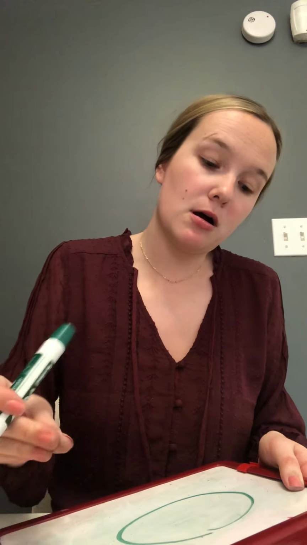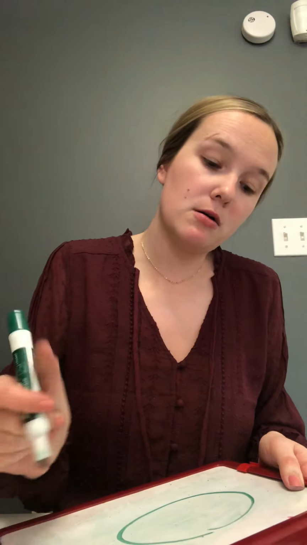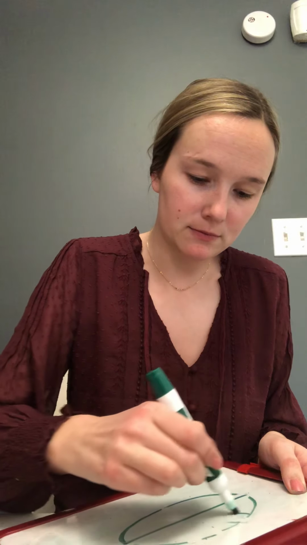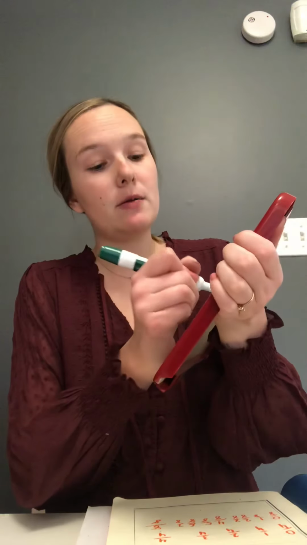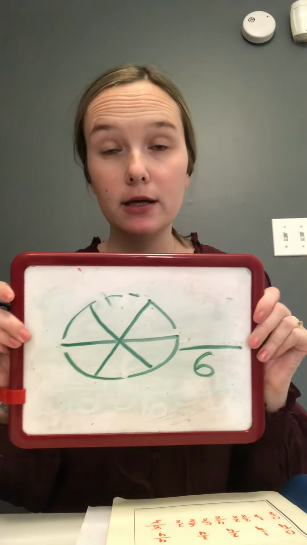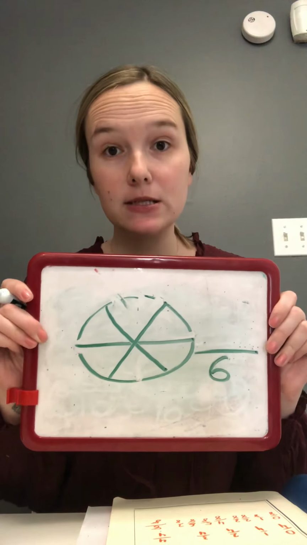If I were to do 6 pieces, I just have to make it even. Okay, so I have 6 pieces here, and my bottom number is going to be 6. My denominator is 6 because I have 6 pieces all together.